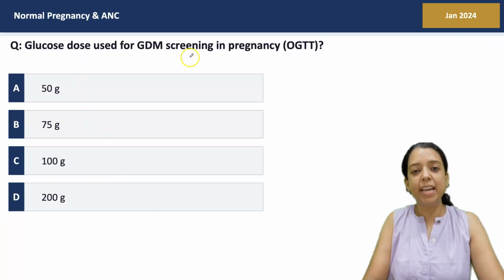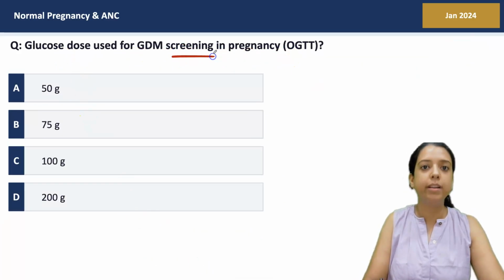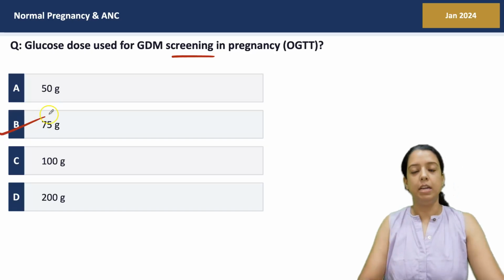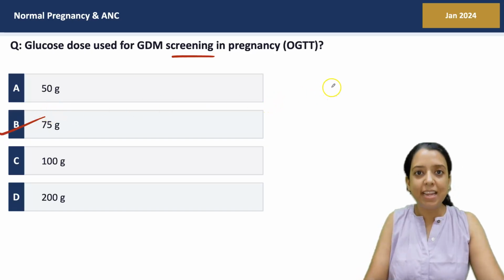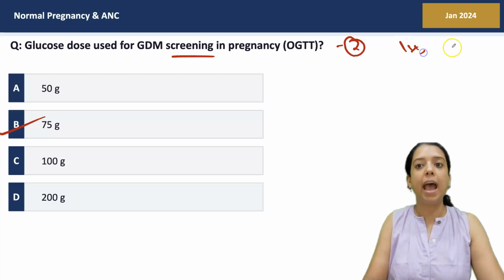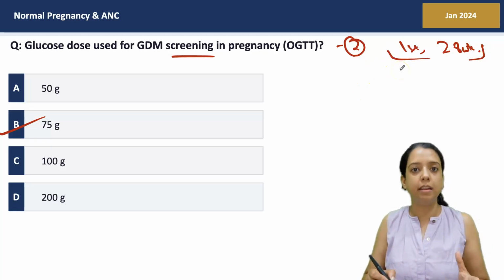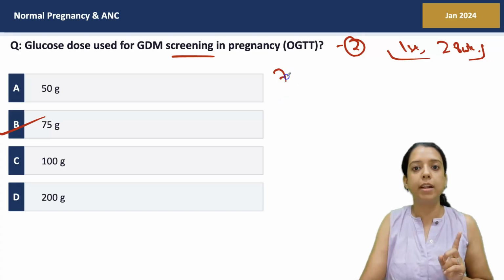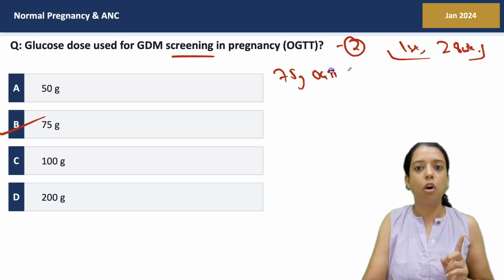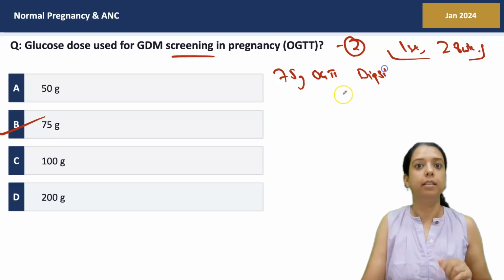Glucose dose for GDM screening in pregnancy. Again, what is the glucose dose? We know the answer. Few things. When is the screening done? The screening is done twice. At first visit and at 28 weeks again. Right? This is the routine antenatal diabetes screening in our country. What do we use? We use 75 gram OGTT according to the DIPSI criteria.